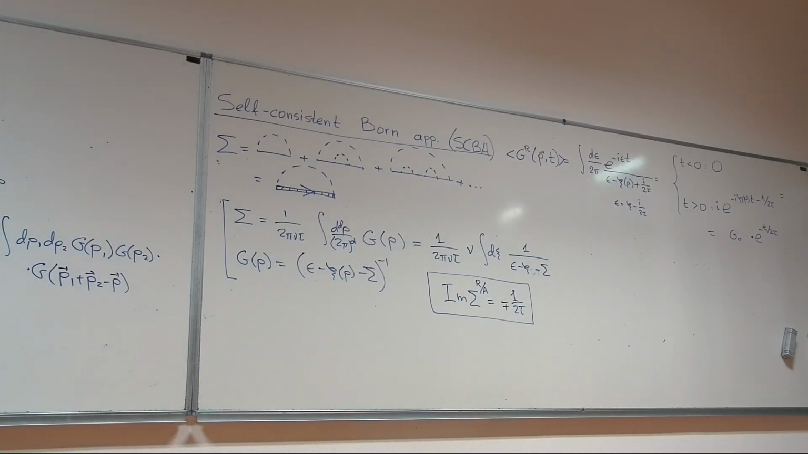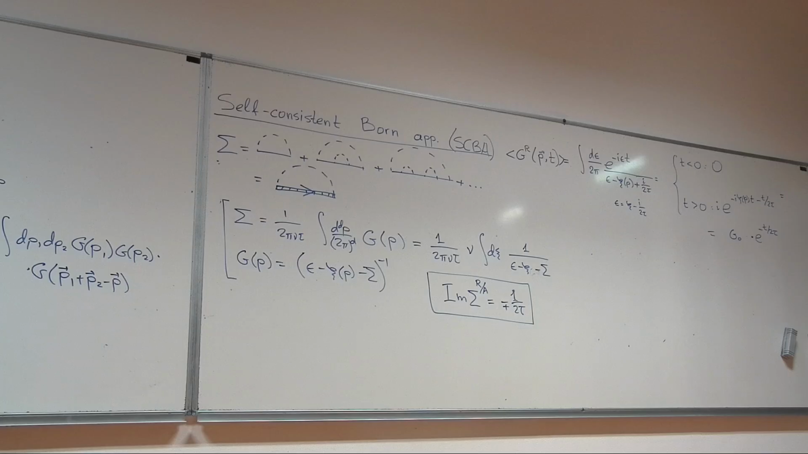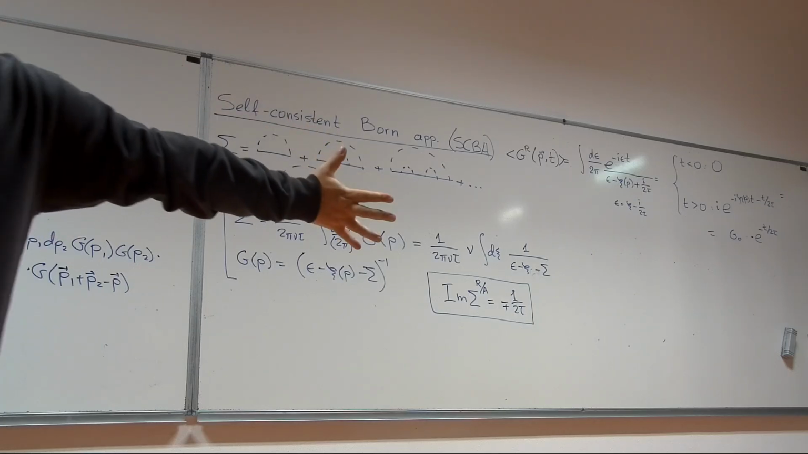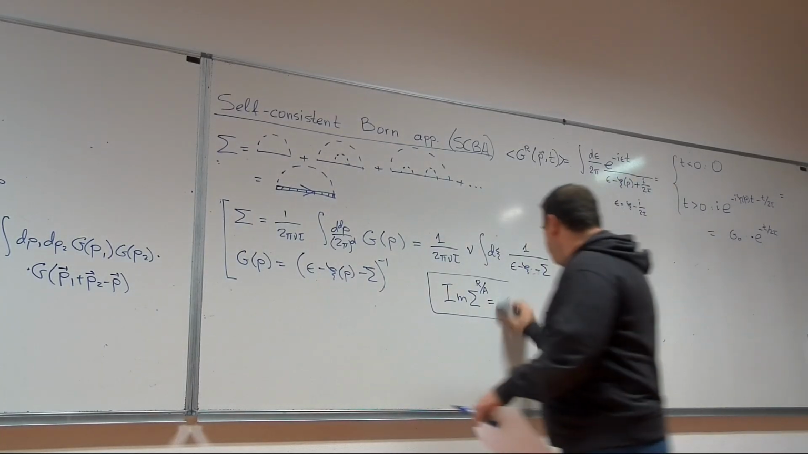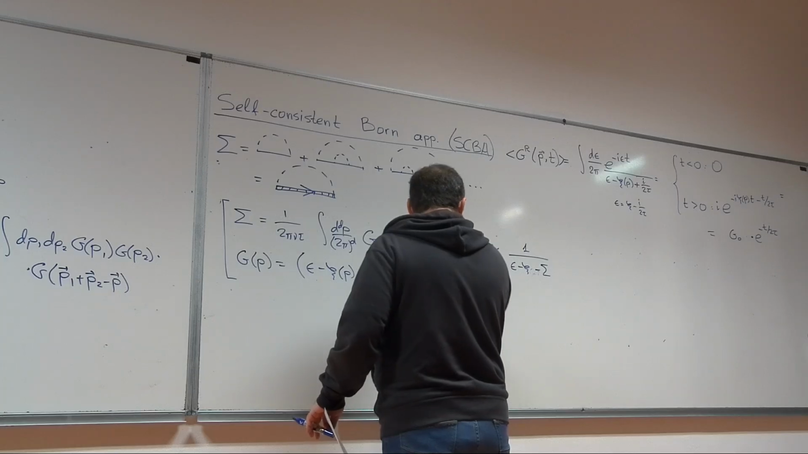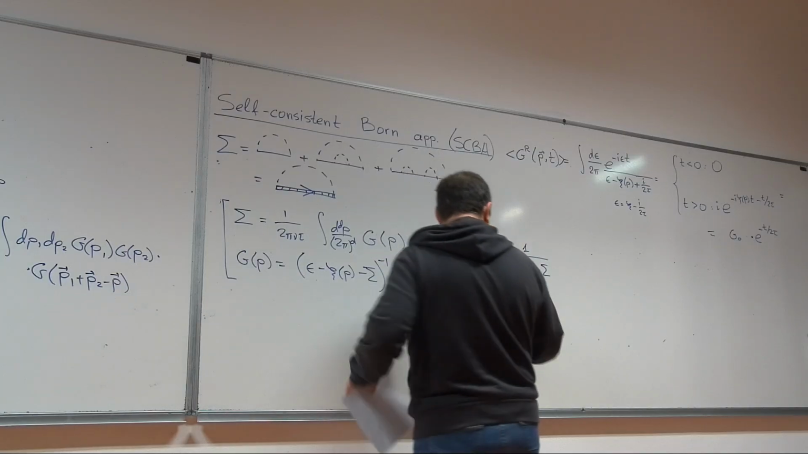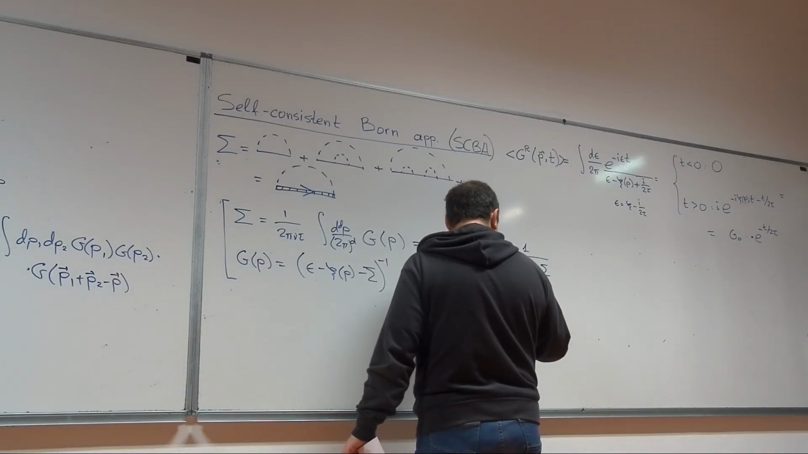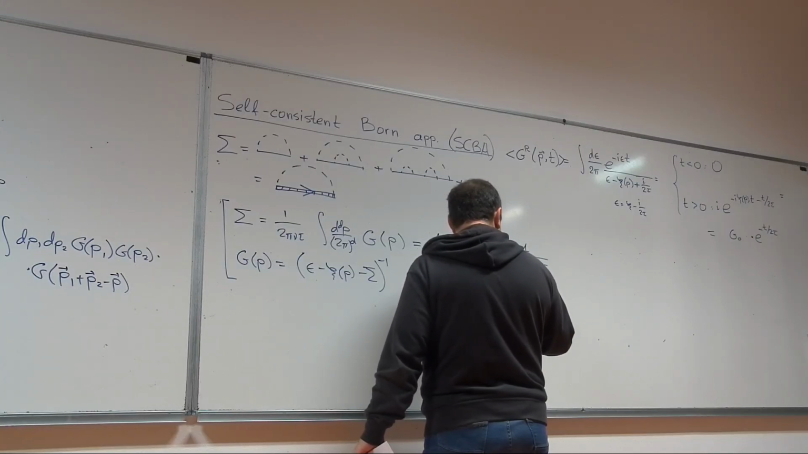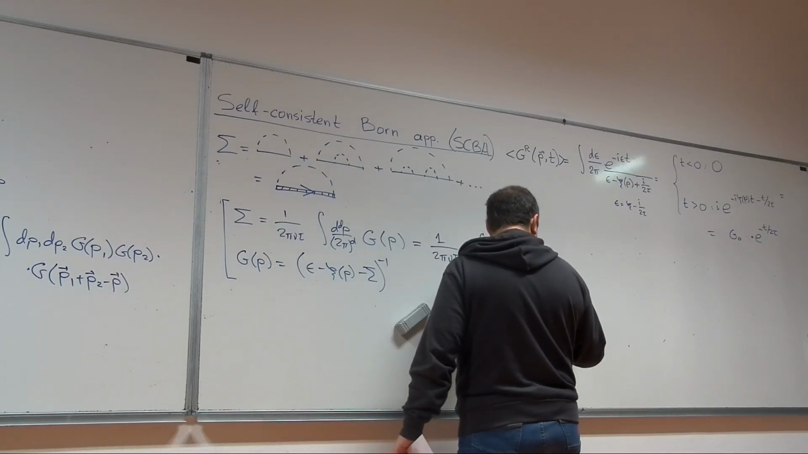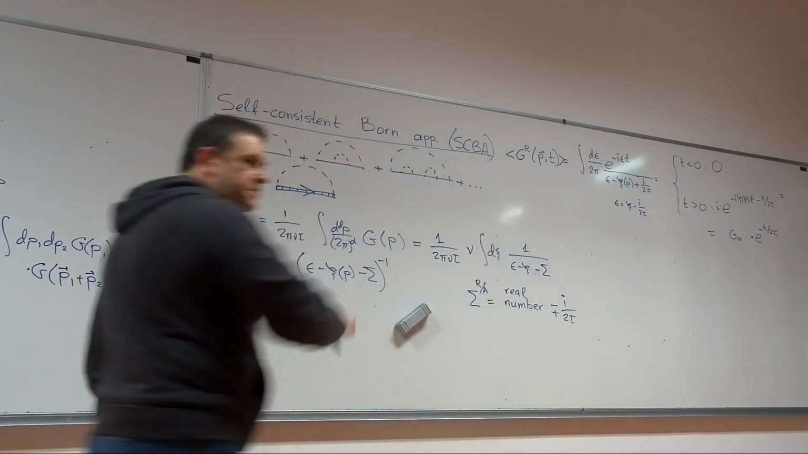Or I can write it differently. The meaning will be the same, but I will just write it in the form similar to what we have. Sigma equals a number, which is real, a real number, minus or plus i over 2 tau. It does satisfy this equation.